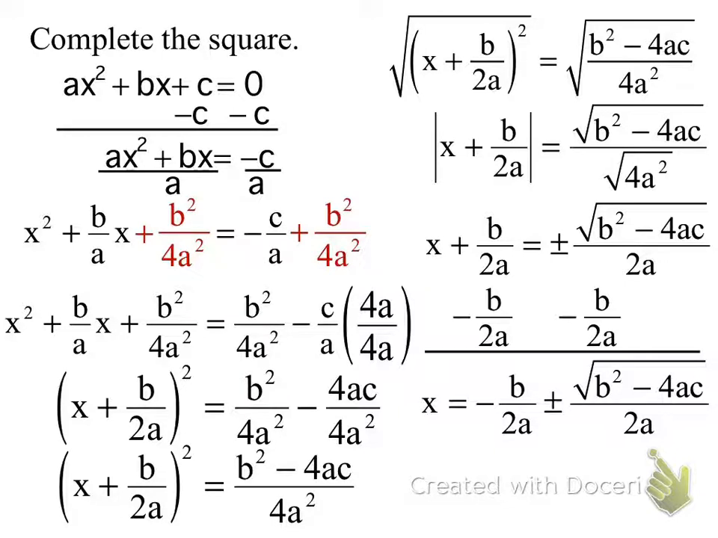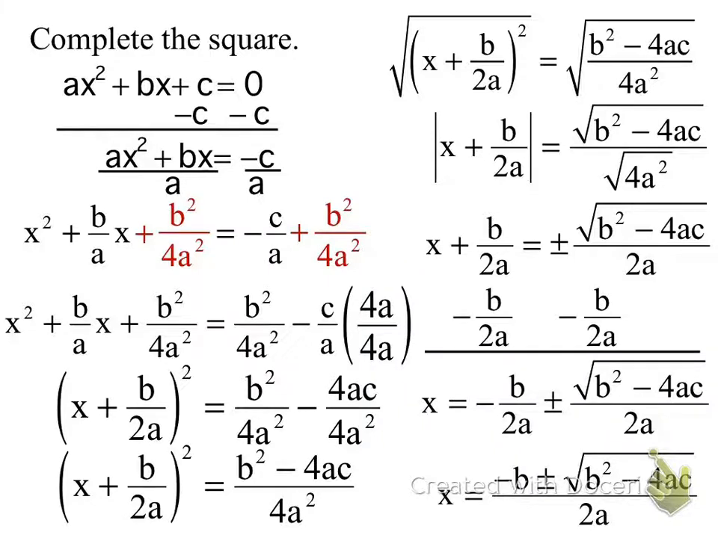So can't we just say that this is x equals negative b plus or minus the square root of b squared minus 4ac all over 2a? And that, my friends, is where we got the quadratic formula. So, this is called deriving the quadratic formula by completing the square.